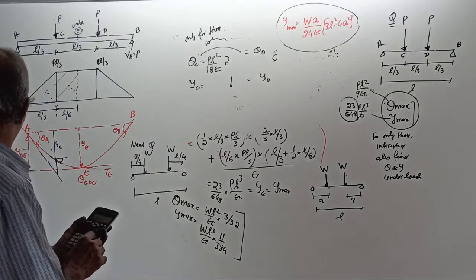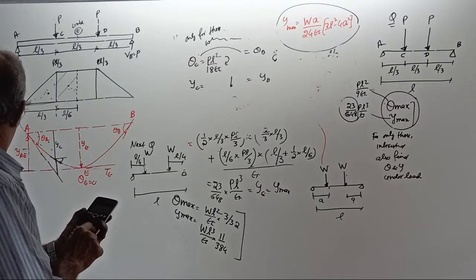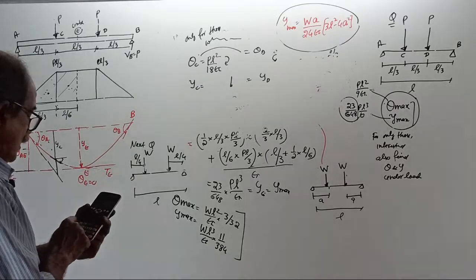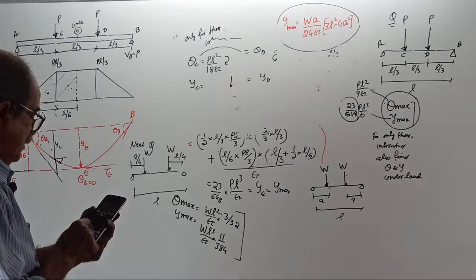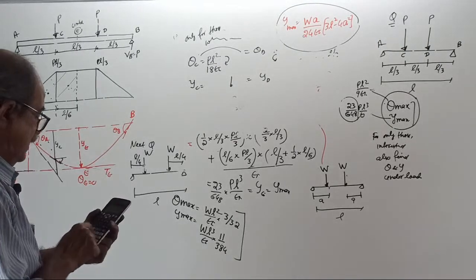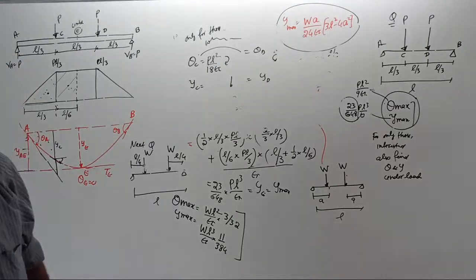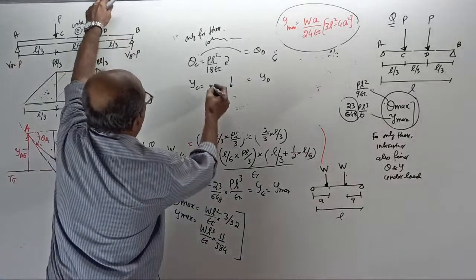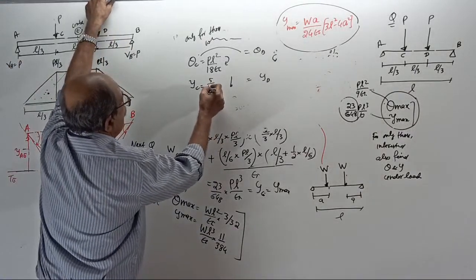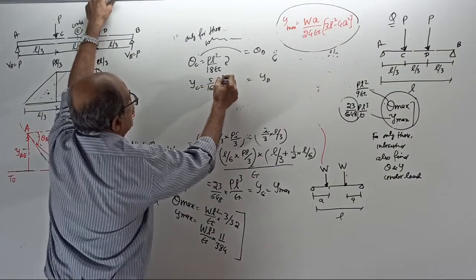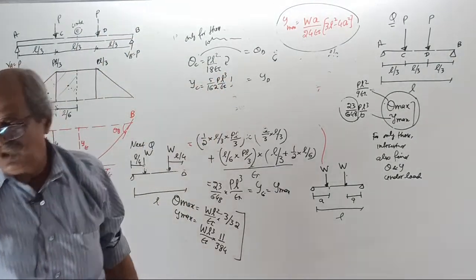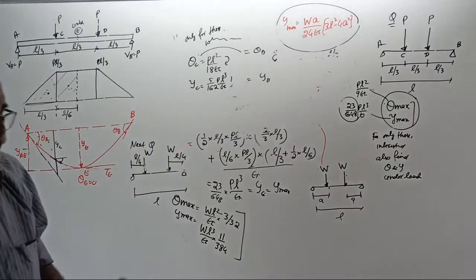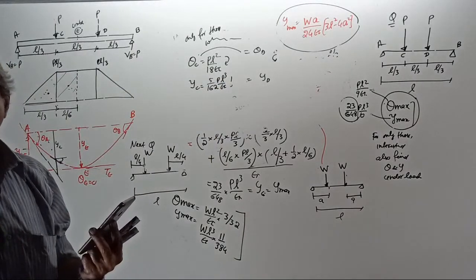The answer is 1/6 into 1 by 3 into 1 by 12 minus 23 by 648, which is 5 by 162. That's all. See, 5 by 162 PL cube by EI. Those who are serious, others not required. I do not want to unnecessarily waste the time on unwanted things.